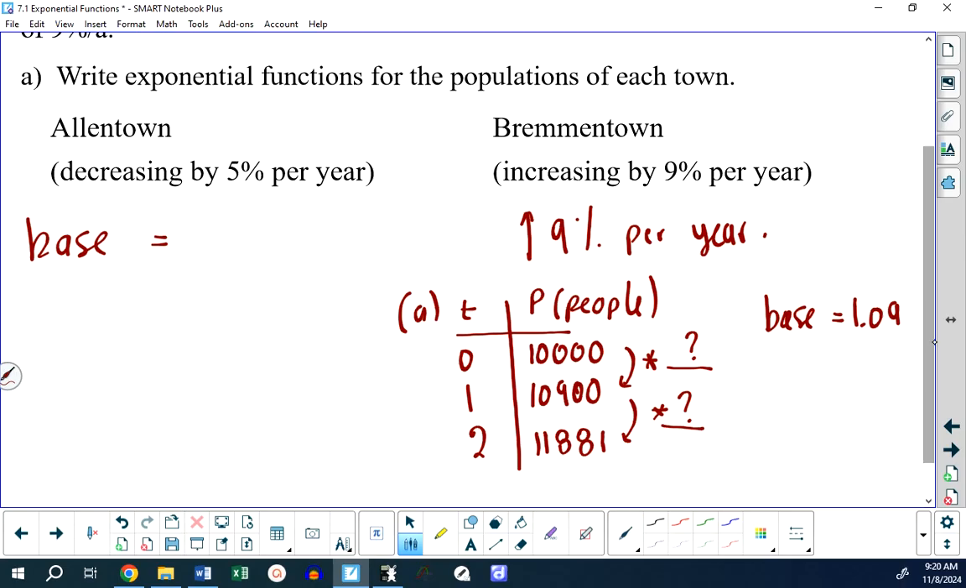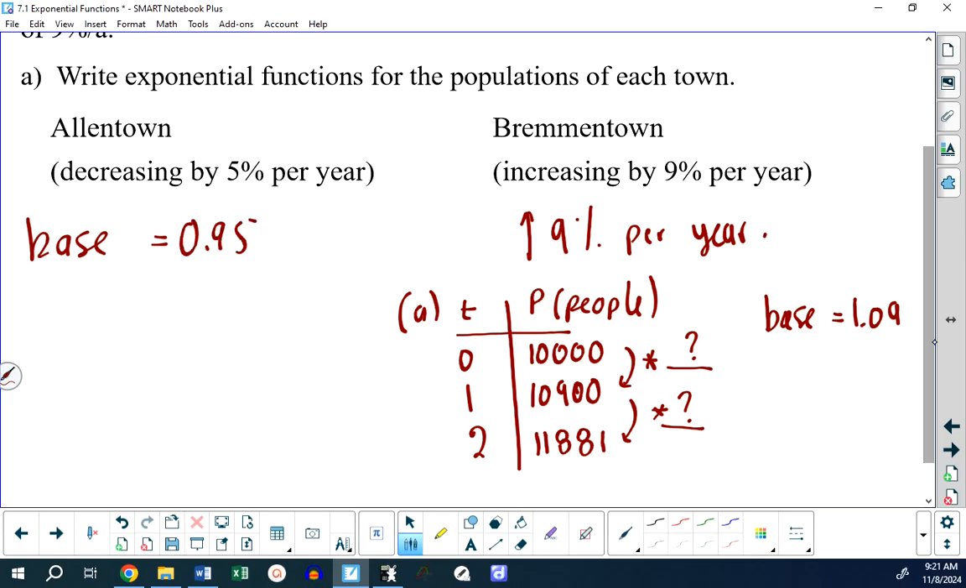And we don't want to do this tabular approach all the time. We have to abandon that. Who can tell me what the base is going to be? Noah? 0.95. Because it's 100% and you're losing 5%, so you're left with 95%, and 95% in decimal form is 0.95.